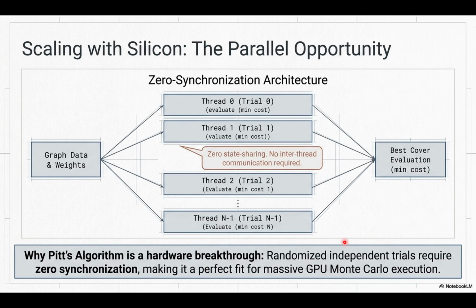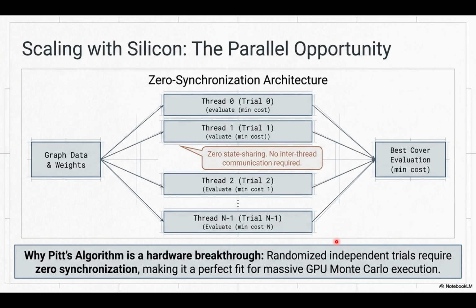So the strategy is just a massive Monte Carlo simulation. Fire off thousands of independent trials all at once to find a good cover just by sheer statistical volume. Exactly, but we hit a massive physical bottleneck here. GPUs are amazing at parallel volume, but they absolutely hate branching logic. Right, because of warp divergence.